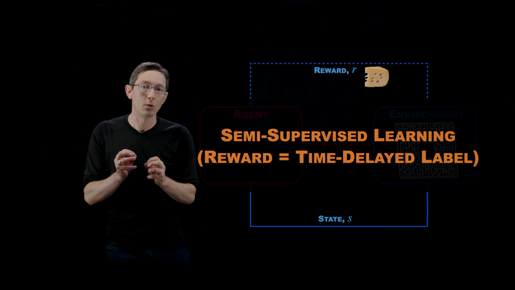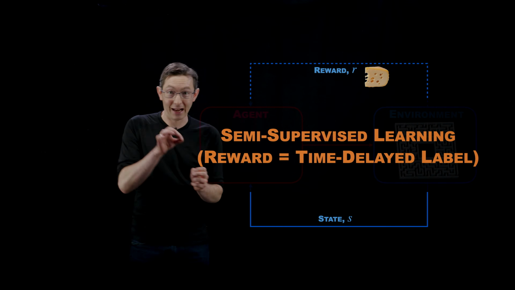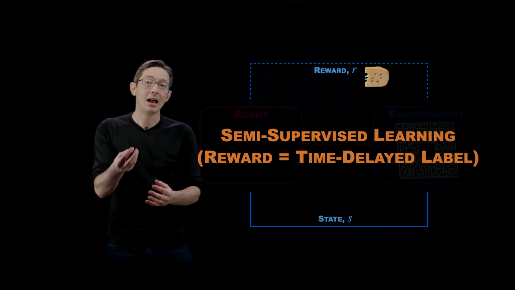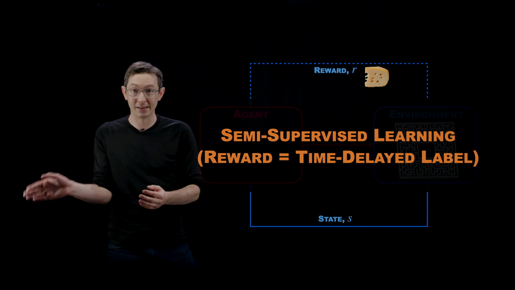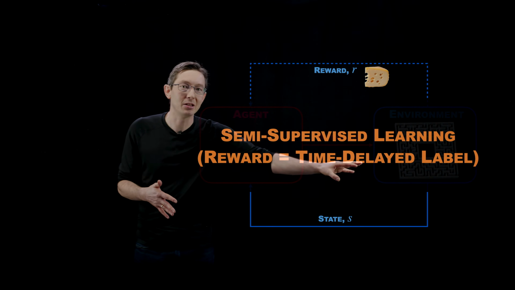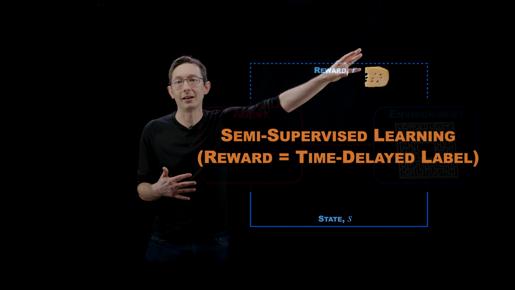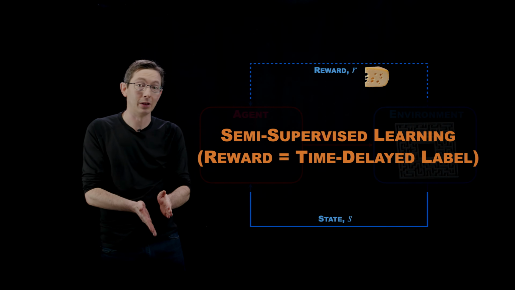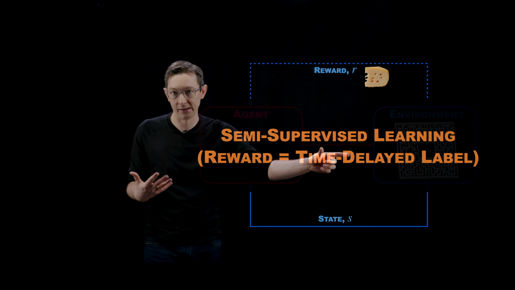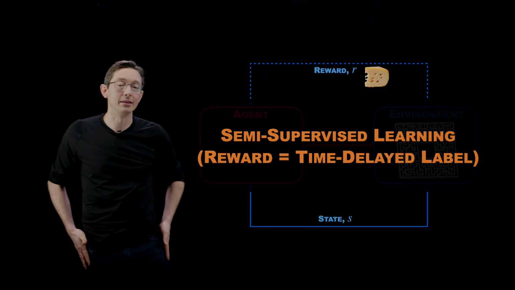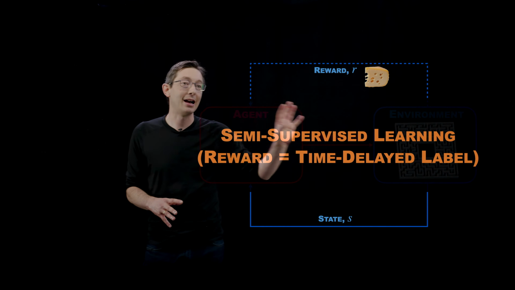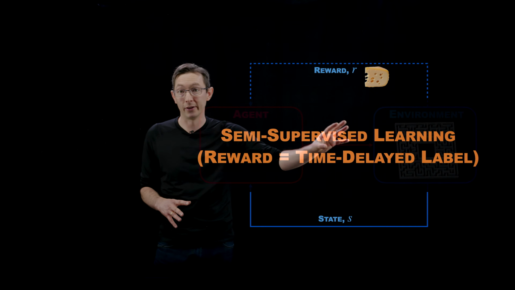So if the mouse got a reward at every single stage of the maze, if at every correct turn it got a piece of cheese, that would just be regular supervised learning, and those rewards would be called labels. They would tell you, yes, you did the right thing, or no, you did not do the right thing. But because the reward here is time delayed, it comes at the very end of the game, or very sporadically, and it's not linked to every single individual action, we call that time-delayed label a reward, and this becomes a semi-supervised learning problem. So it's still supervised in the sense that there is supervisory feedback telling the agent what worked and what didn't, but it's not nearly as much information as in classical supervised learning.